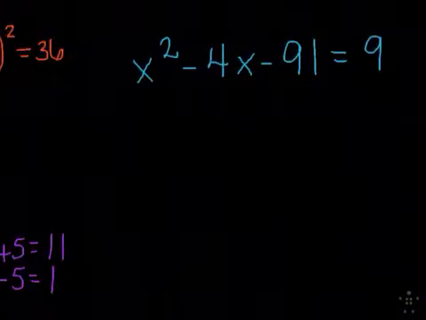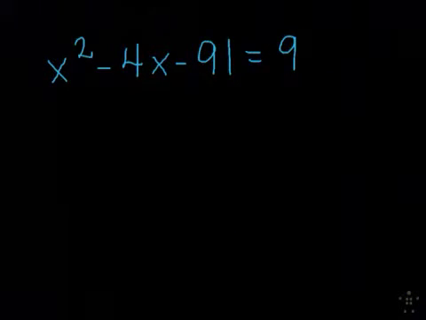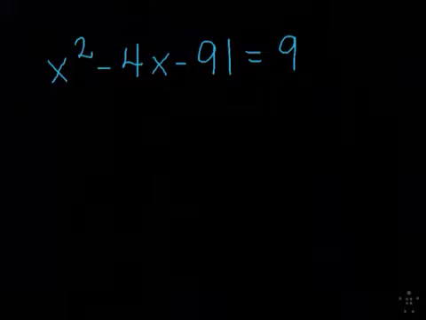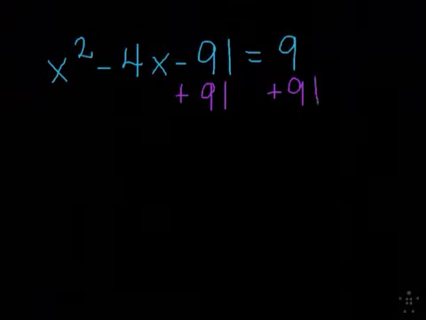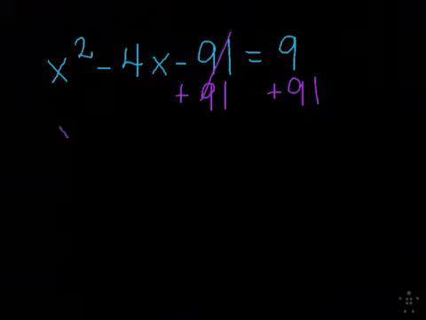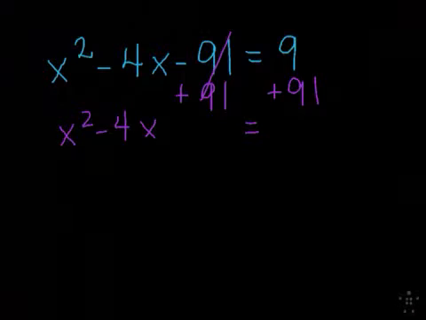Let's do another one. All right. So this time we have a number already on the other side of the equal sign. That's fine. As long as it's a constant term, we can keep going with the problem. So our first step is to move this c value over. So that's positive 91 plus 91. So we have x squared minus 4x equals 100.